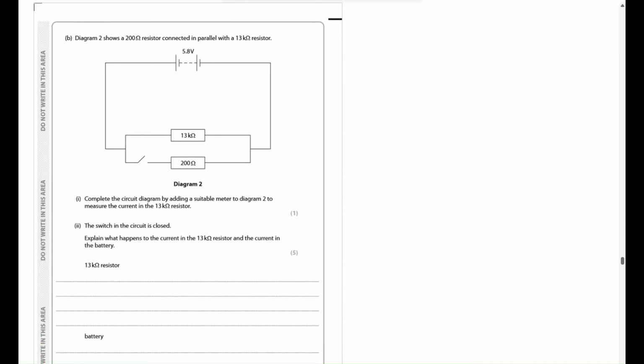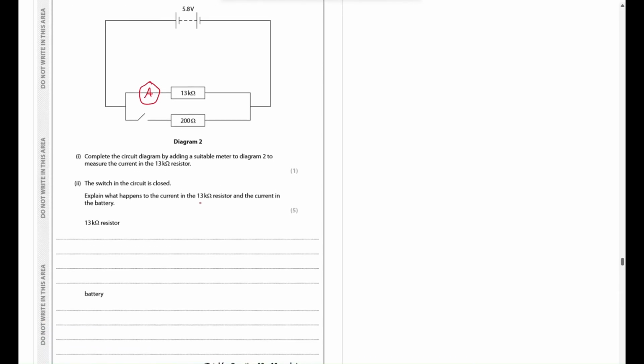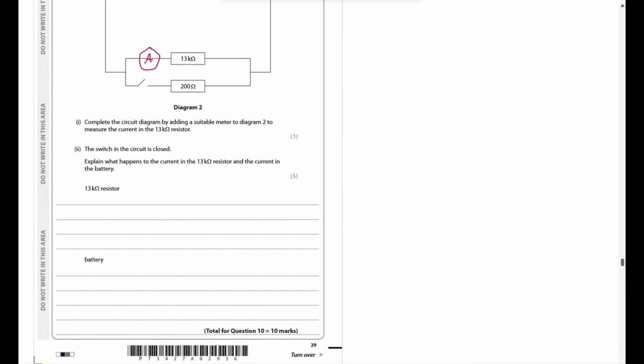Okay, so then we have this parallel circuit, and we want to measure the current in the 13,000 ohm resistor. So you put an ammeter in series with it at that position in the circuit. Then you get asked what happens when you close the switch. The 13,000 ohm resistor is in a separate branch. So the voltage stays the same because it's a parallel branch. The voltage is whatever the voltage of the battery is. It's an explain question, and I think there are quite a few marks available for it, so make sure you do explain this.